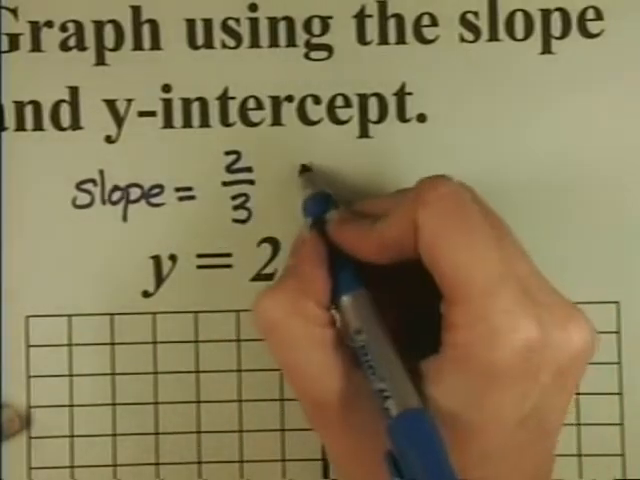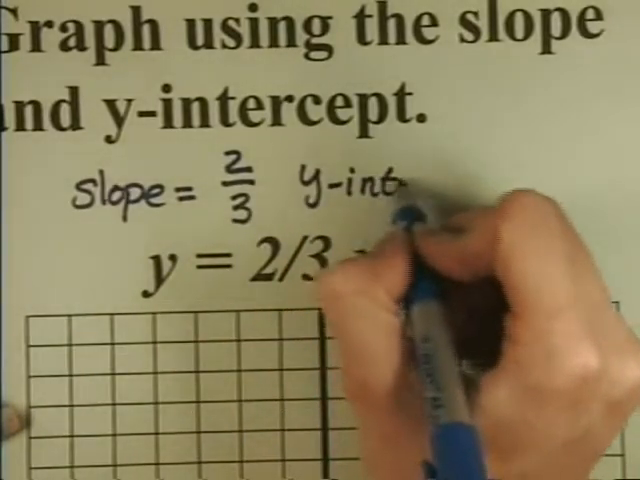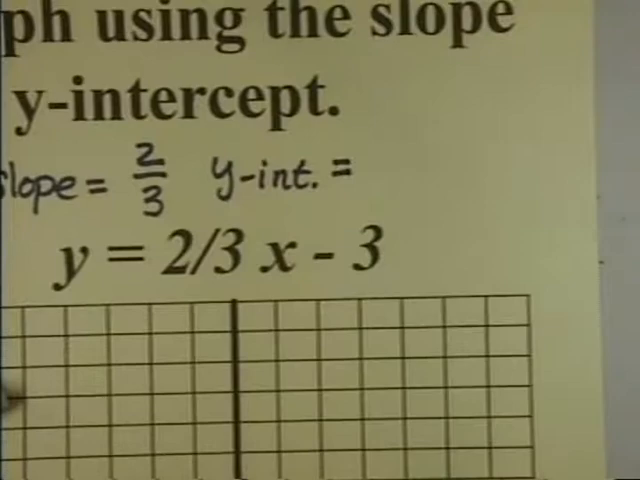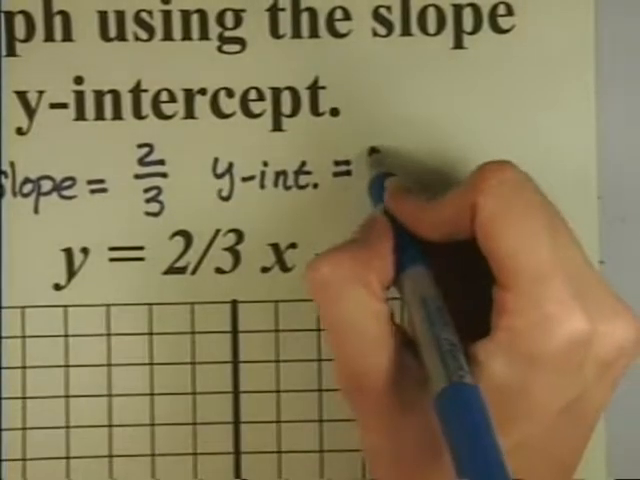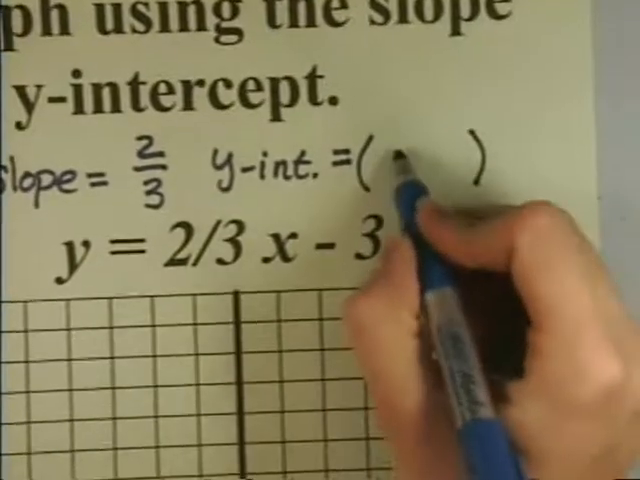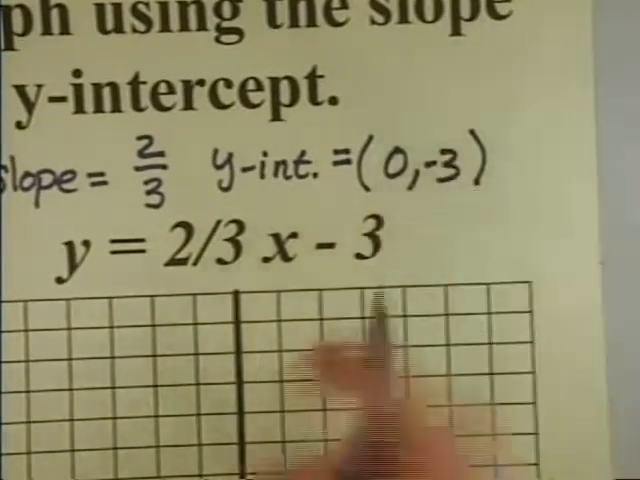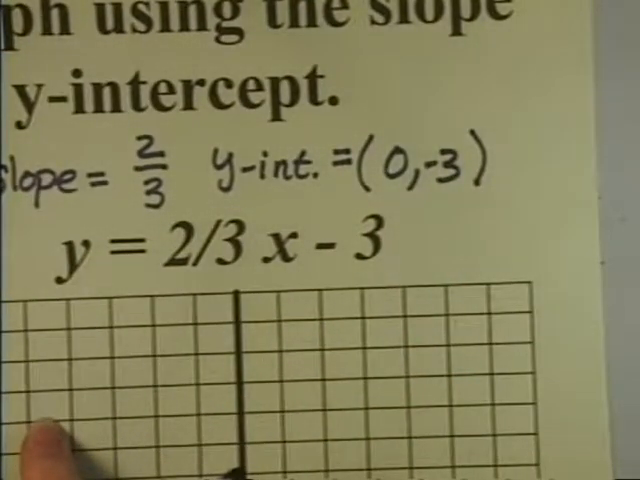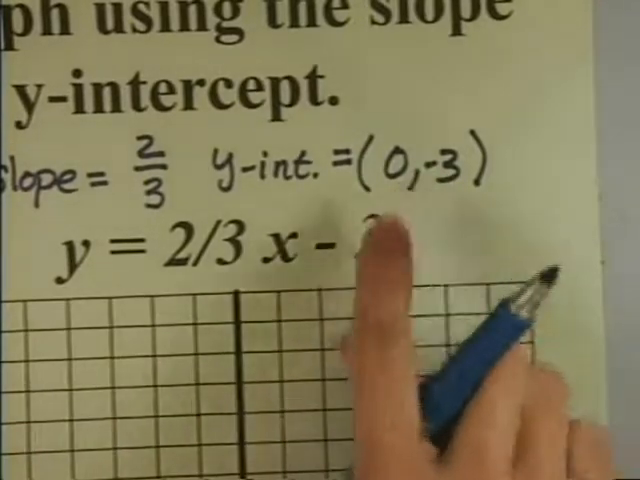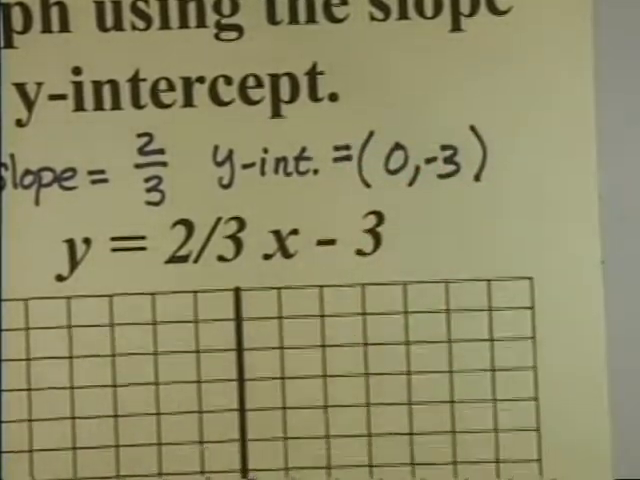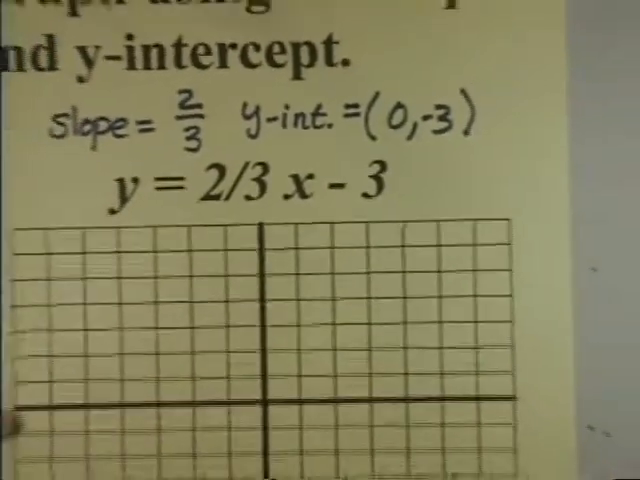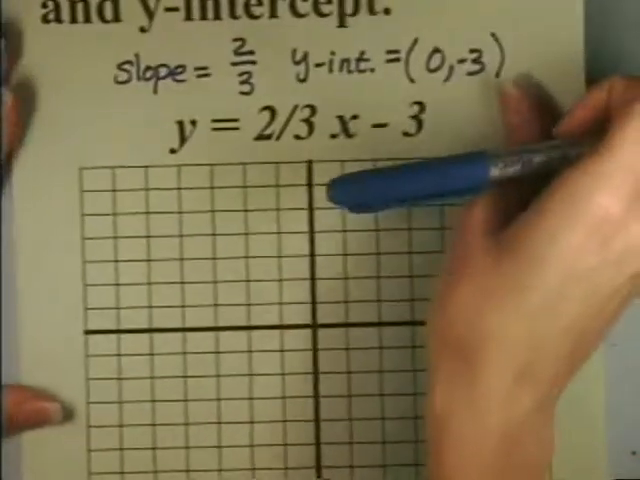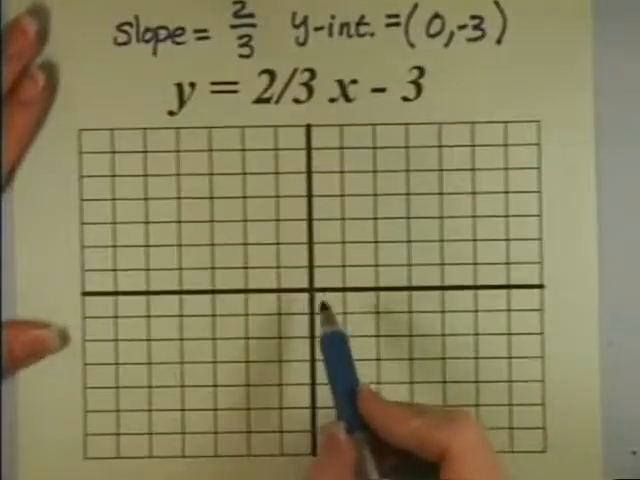And what's your y-intercept? -3. Can you write that as an ordered pair for me? 0, -3. Awesome. So which was your starting point? 0, -3. This is where you start from, right? Okay, so tell me where to go from here.